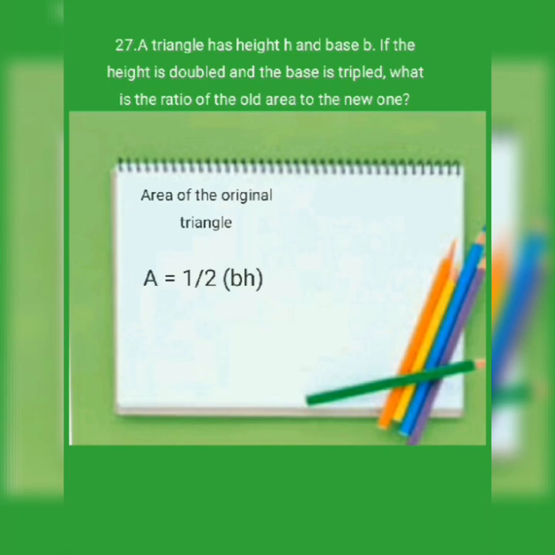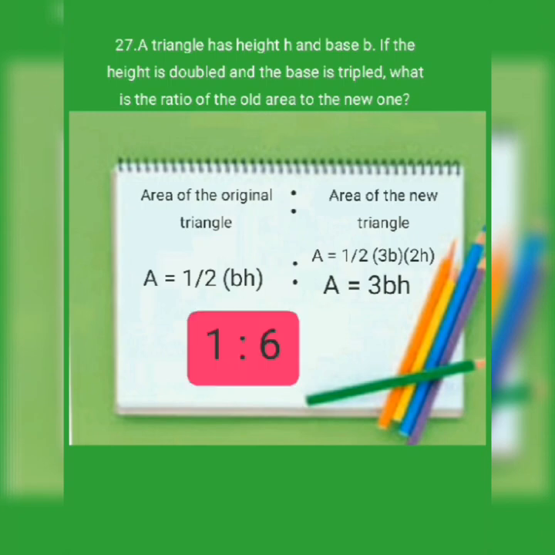If the height is doubled and the base is tripled, it is represented by area is equal to 1/2 times 3b times 2h. So, the new area will be 3 times base times height. Ratio of the old area to the new one is 1:6.